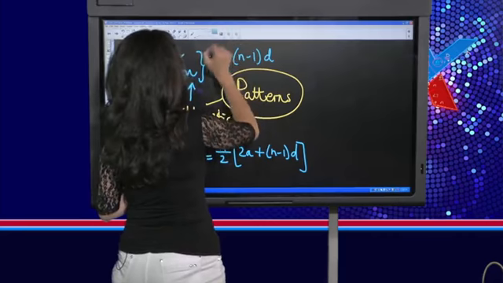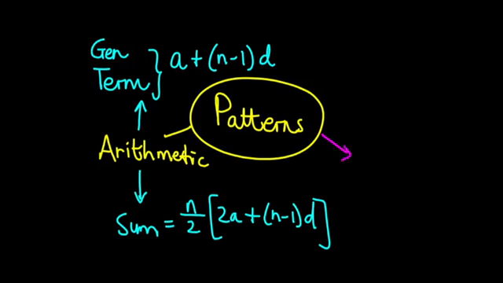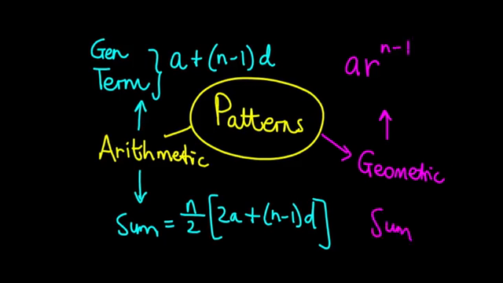Then we get, let's use the pink, we get geometric patterns, and they will also have a general term, and the general term will be a r to the n minus 1, and the sum would be a into r to the n minus 1 over r minus 1.